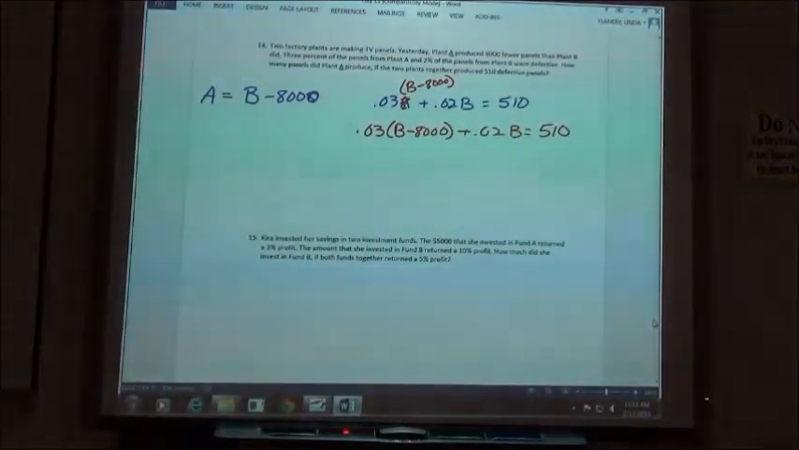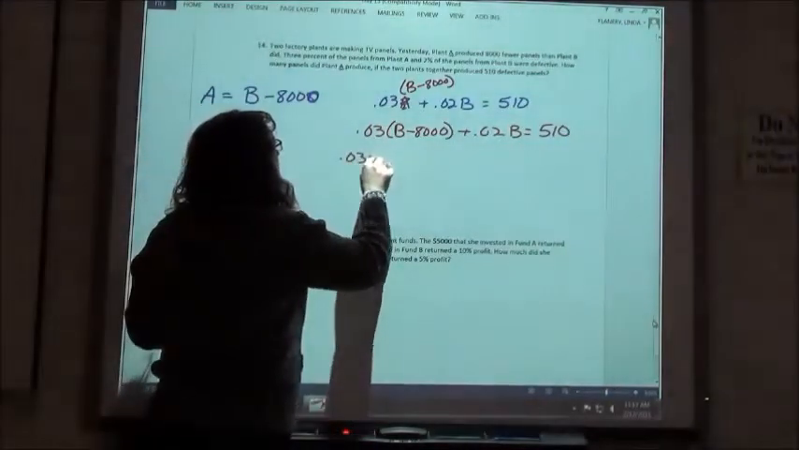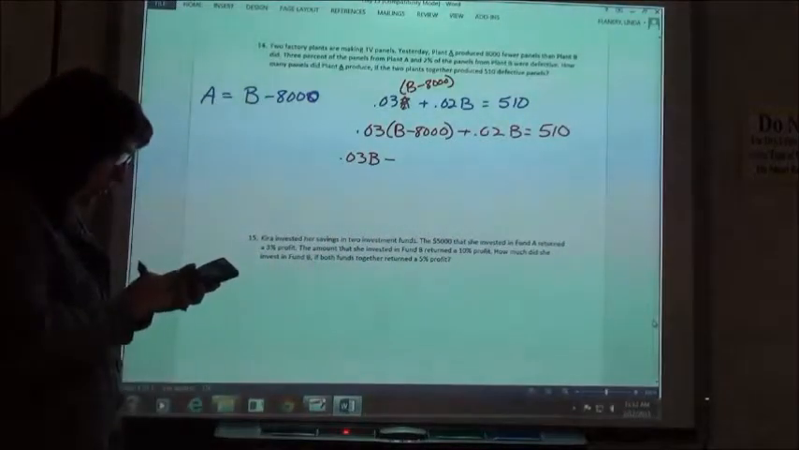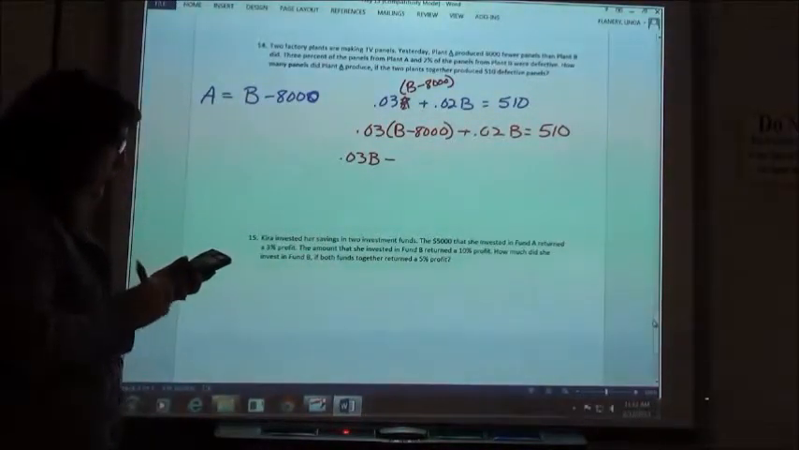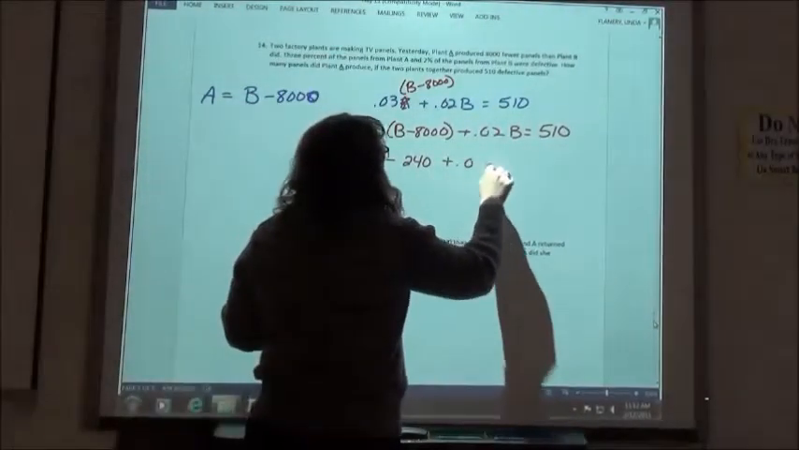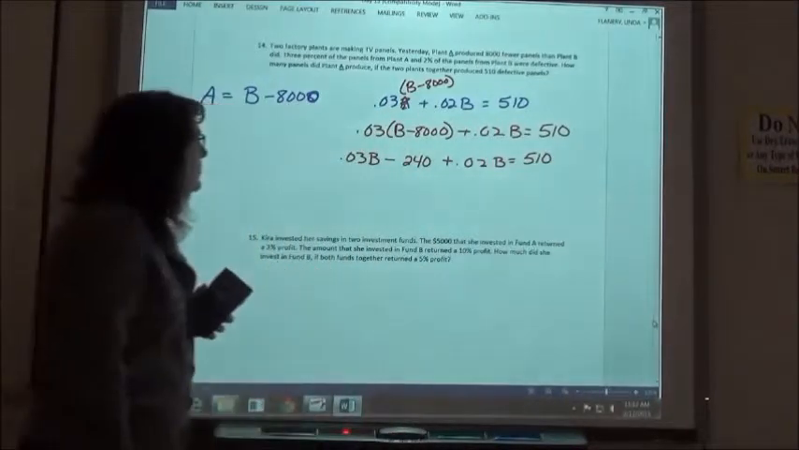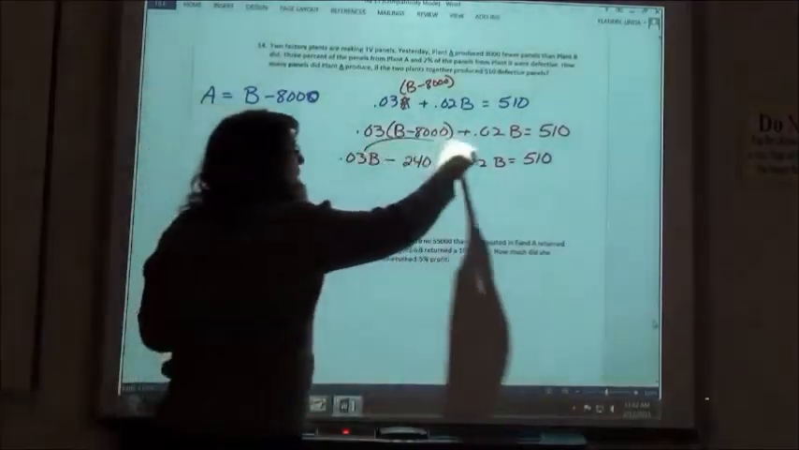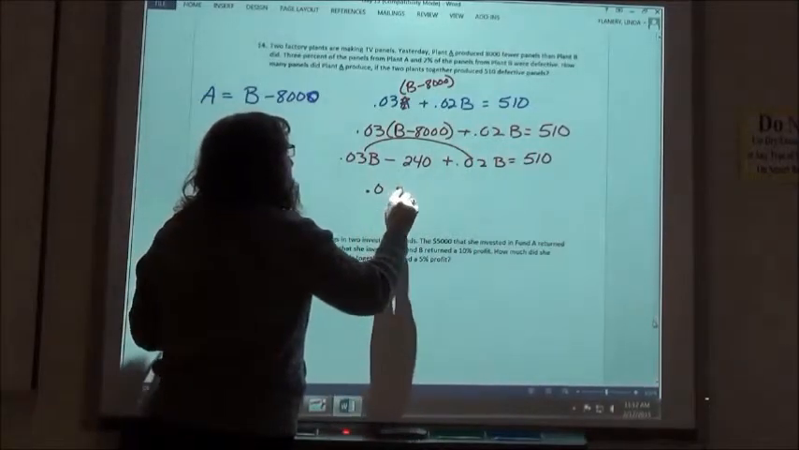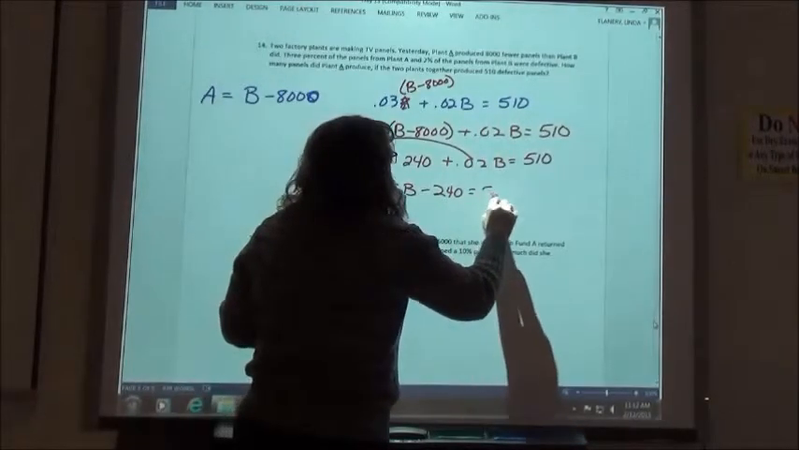Here I have to use my distributive property when I multiply that out. So 0.03B minus 3% of 8,000. 0.03 times 8,000, 240. Plus 0.02B equals 510. Combining my like terms, since I have B's, 0.03 plus 0.02 would be 0.05B. Minus 240 equals 510.